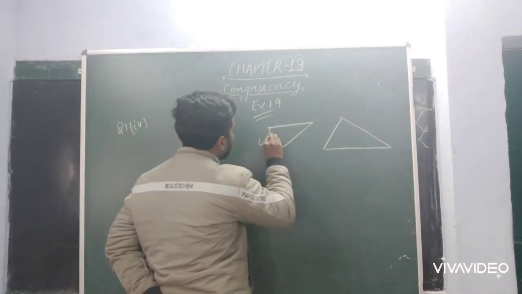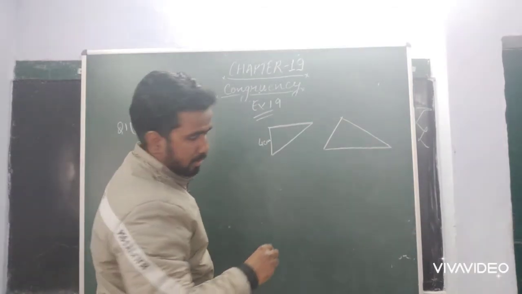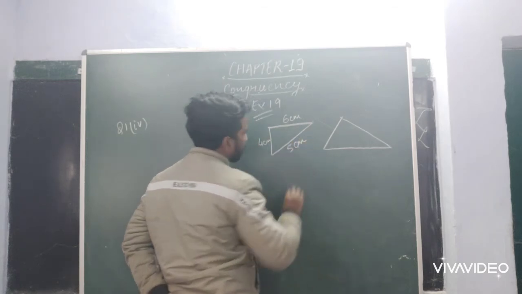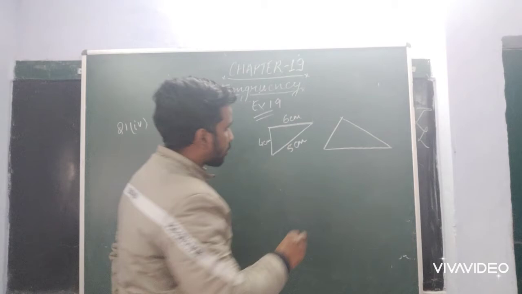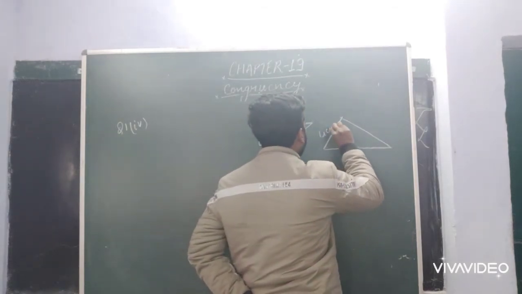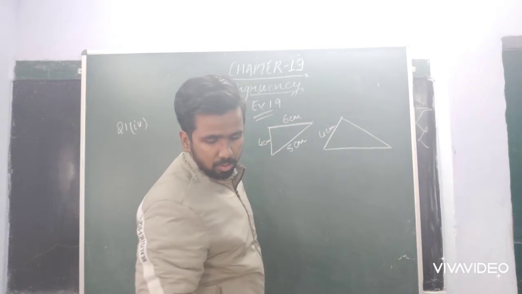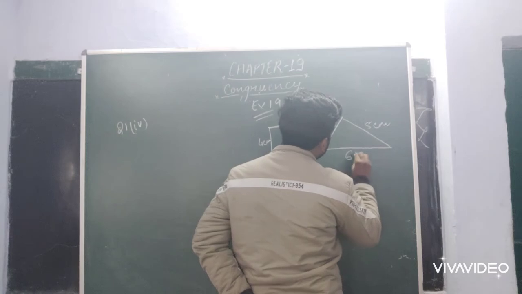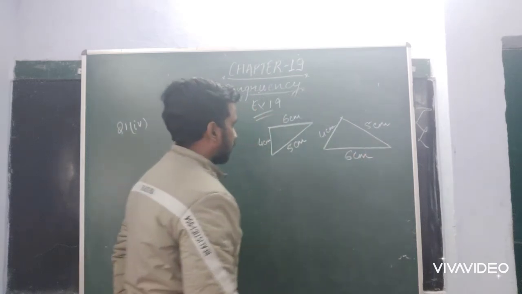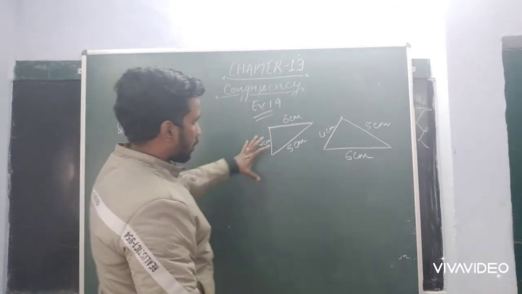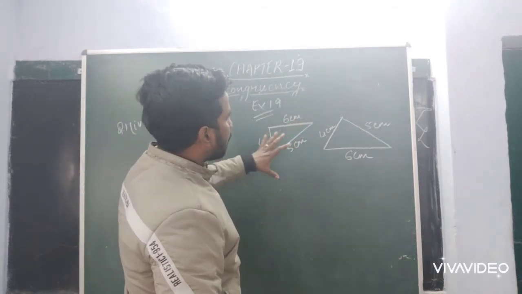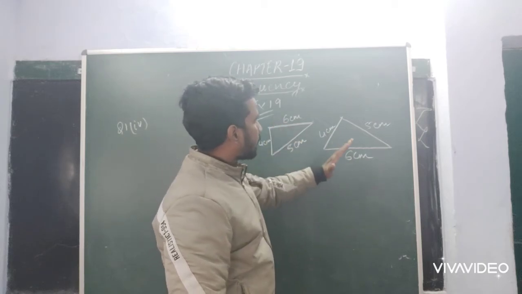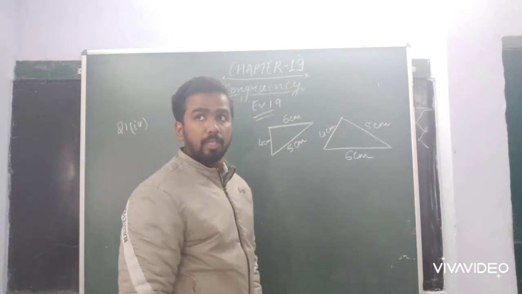4 centimeter, then 6 centimeter, and this is 5 centimeter. Clear? And this is 4 centimeter. Now this is 5 centimeter, and this is also 6 centimeter. Okay, so now you just pick this triangle and put it on this. So you can easily see that the sides are coinciding with each other, and they are equal.